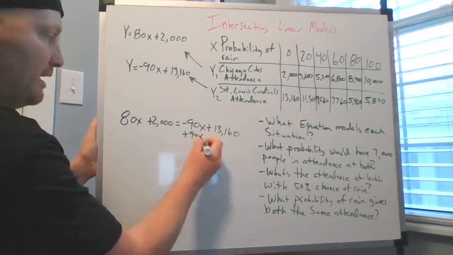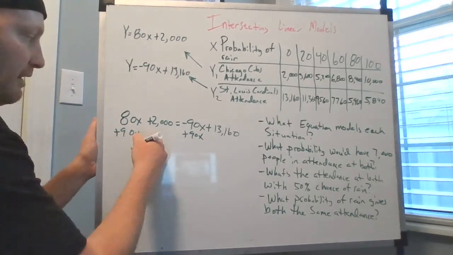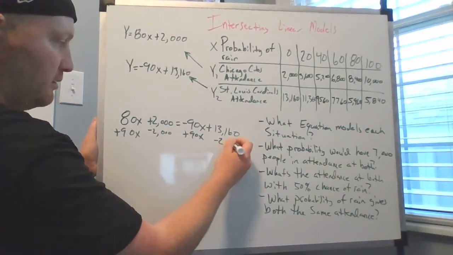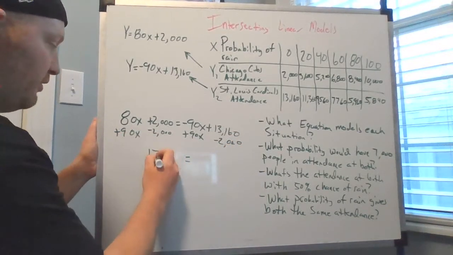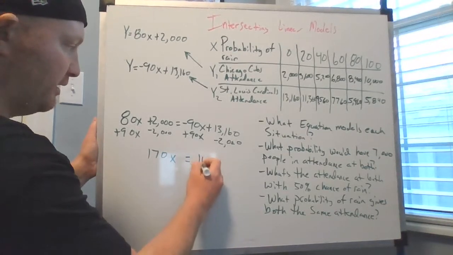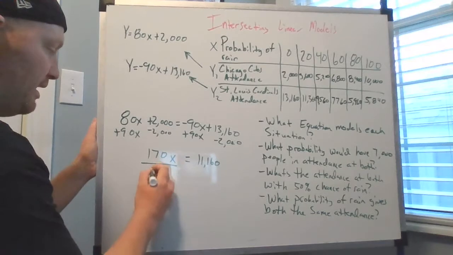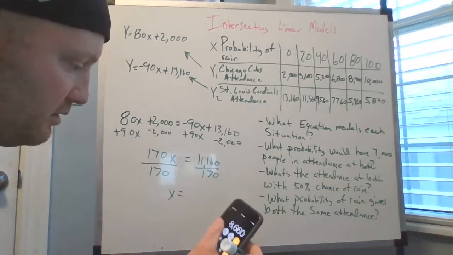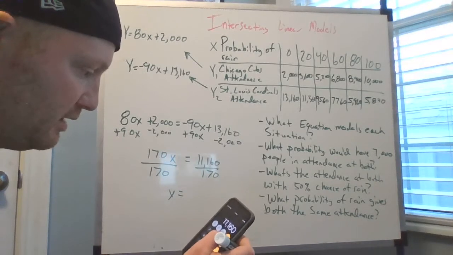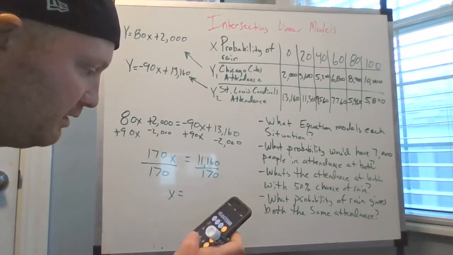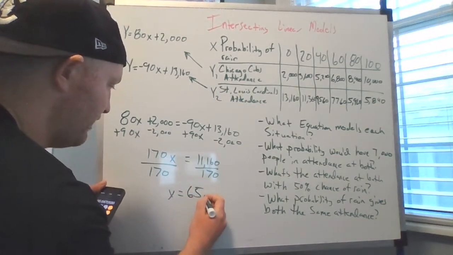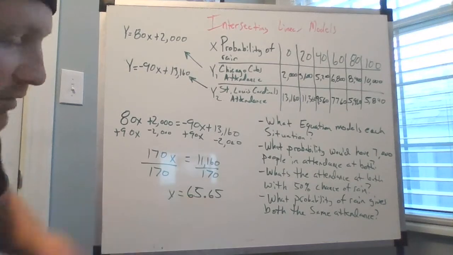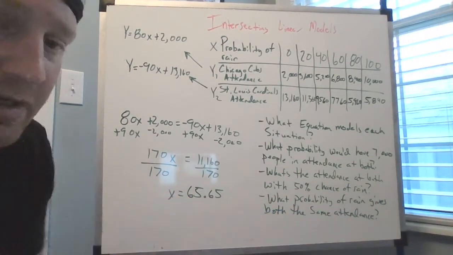So I'm going to add 90x because it's negative to this 80x over here, and at the same time I'm going to bring this guy over to this side because these are like terms. Minus 2,000, okay? On this side, I'm going to be left with 170x. On this side, I'll be left with 11,160. Last but not least, I divide both sides by 170. So let's see what answer this yields us. 11,160 divided by 170, and I get a decimal answer, but 65.65, and that's rounded. That's good enough. This is about the chance of rain where both stadiums are going to have the same in attendance.